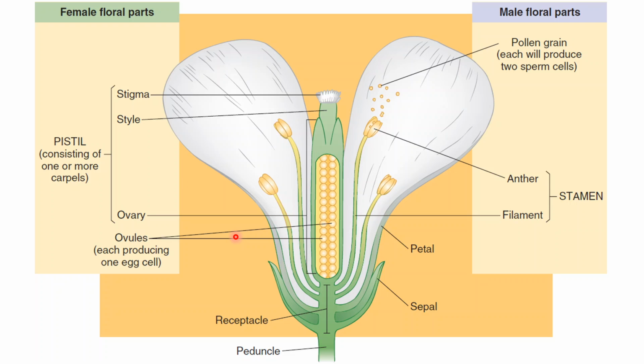Or can be any other shape. So sometimes they look like snapdragons. So the collective term for all petals of a flower is corolla.